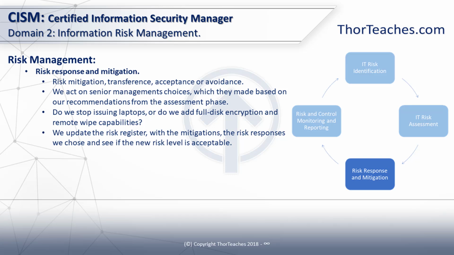And this is where we implement all the mitigation strategies that we have chosen. This might be where we stopped issuing laptops, or we don't build the data center in the area that's prone to flooding. And we do this in very close collaboration with the risk owners and the people who own the systems that we're securing. Because if we have a remote sales staff, it might not be an option to stop issuing laptops. Maybe we need to look at the disk encryption and the remote wipe capabilities we talked about in the last chapter. And then obviously we need to update the risk register.